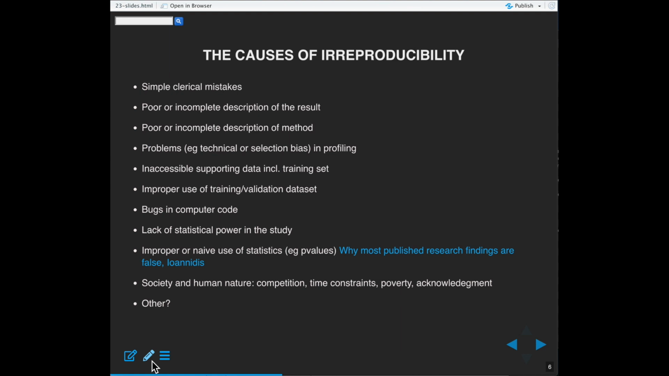Lack of statistical power in the study. So we didn't talk about power in this course. That's a really important concept for biology. I hope that you have had training in power analysis from the biostats courses or elsewhere. So basically, if you don't have enough samples to study, and you have a finding, it may be a false discovery.